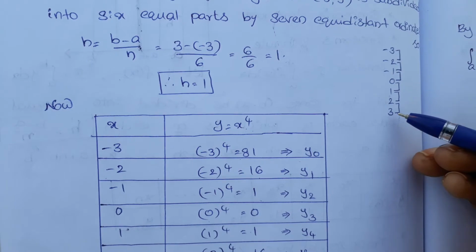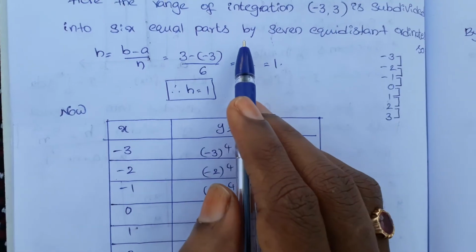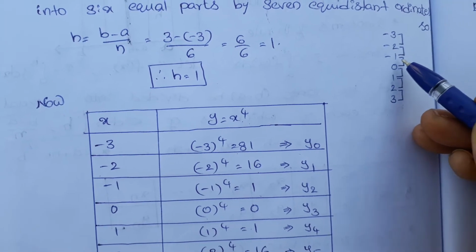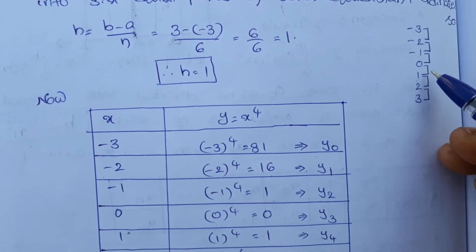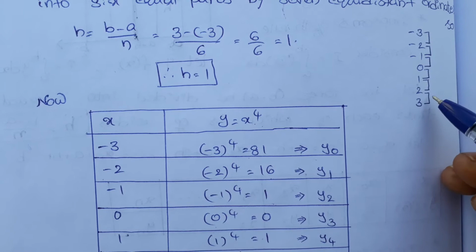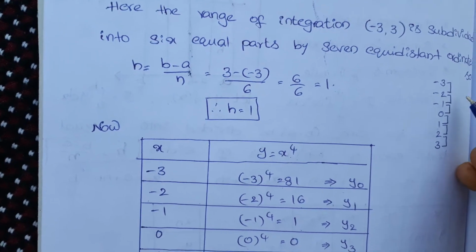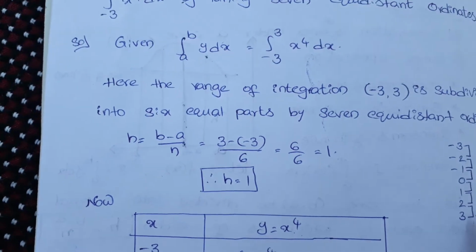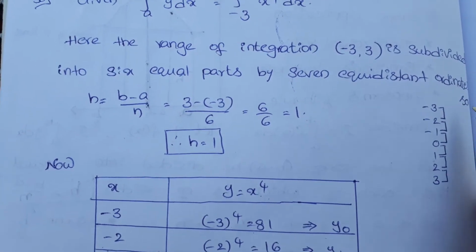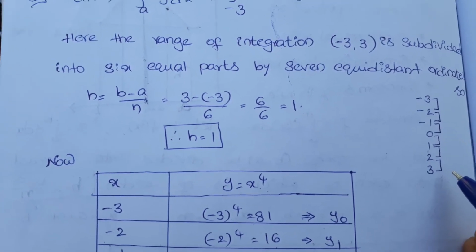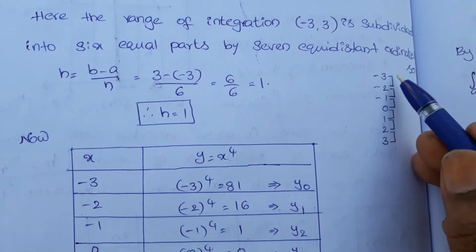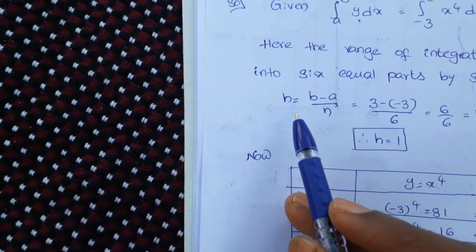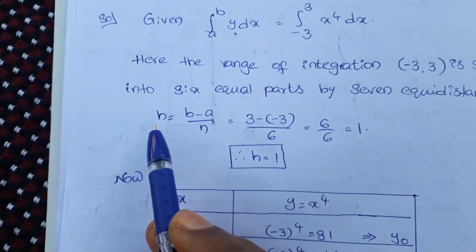So 6 equal parts means minus 3 to minus 2, minus 2 to minus 1, minus 1 to 0, 0 to 1, 1 to 2, 2 to 3. There are 1, 2, 3, 4, 5, 6, so these are 6 equal parts by 7 equidistant ordinates. Clear? So here we can find out the value of h.